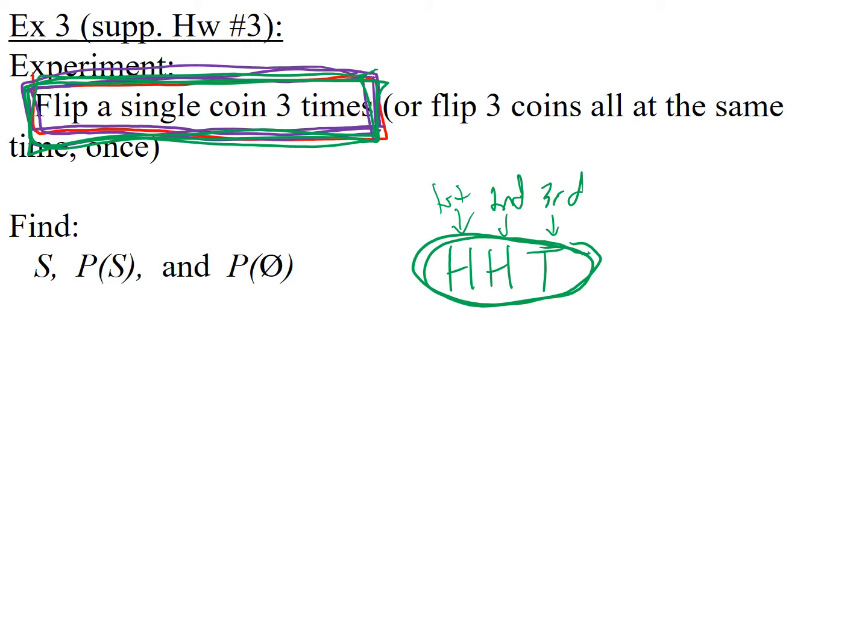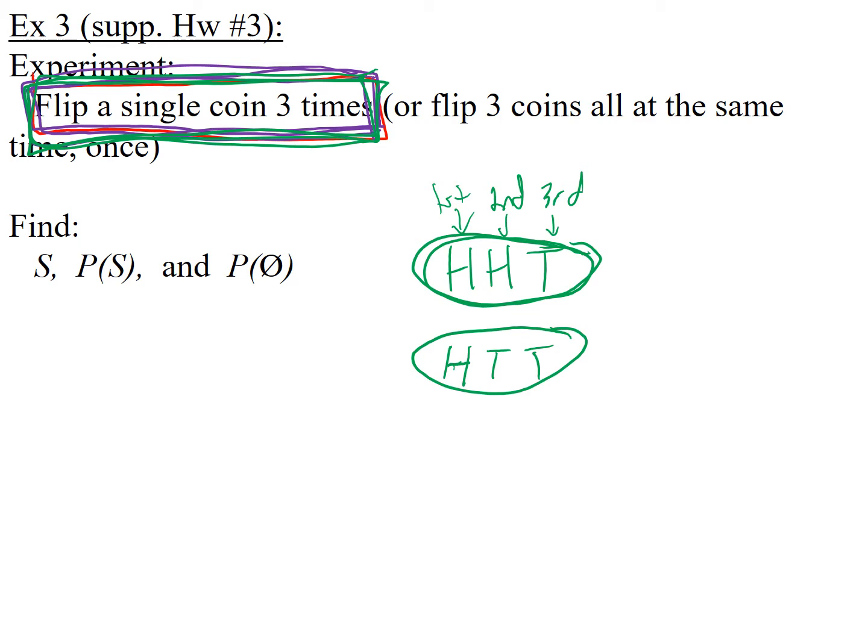Let me go ahead and write some other ones. Here's another example, something like heads, tails, tails. Again, that would mean on the first flip, the coin landed on heads, and on the second flip and the third flip, it landed on tails. So I really want you guys to understand that in this example, one outcome looks like 3 letters. Okay, it takes 3 letters to describe to me the one outcome.